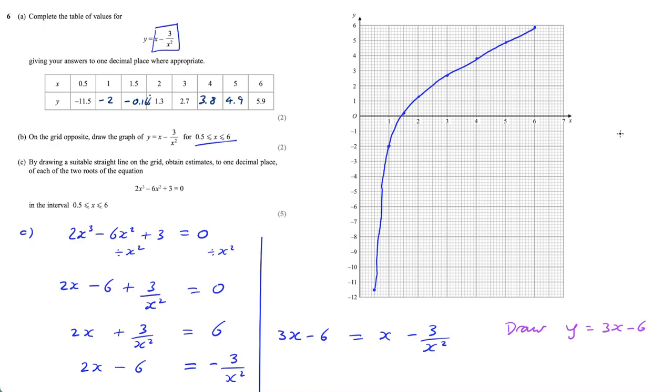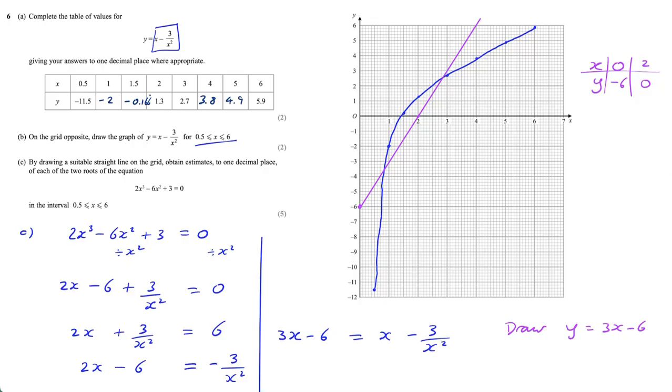Well, I just like to get two coordinates. When x is 0, y is minus 6. So there we go. X is 0, y is minus 6. And when x is, I don't know, let's put in 2. When x is 2, y is 0. Perfect. So there. So I'm going to go from here through there and through there.